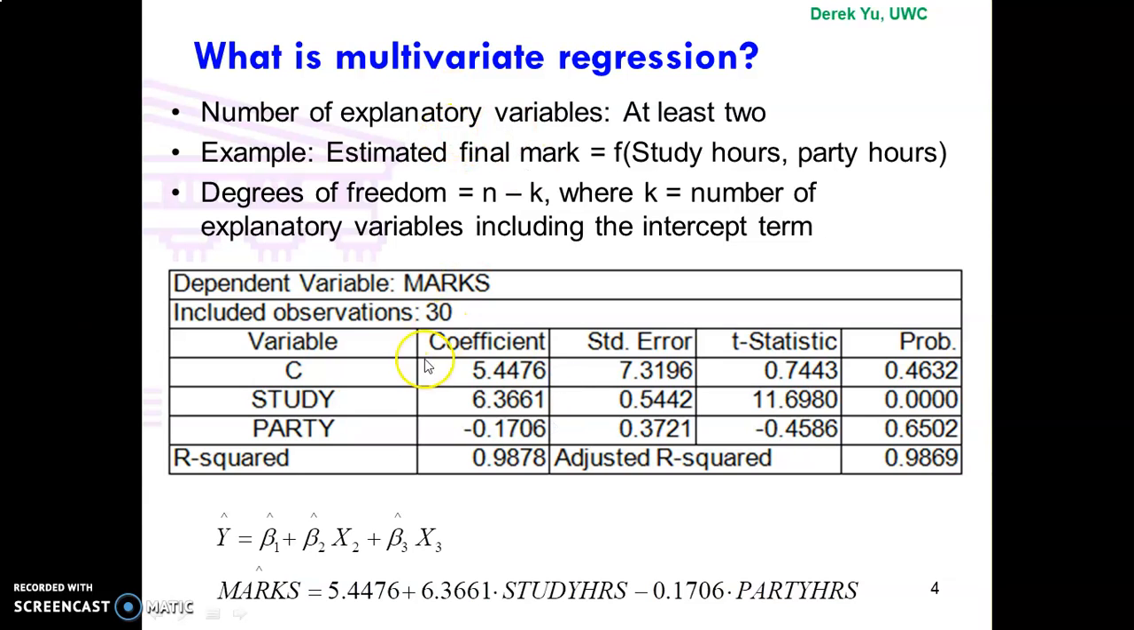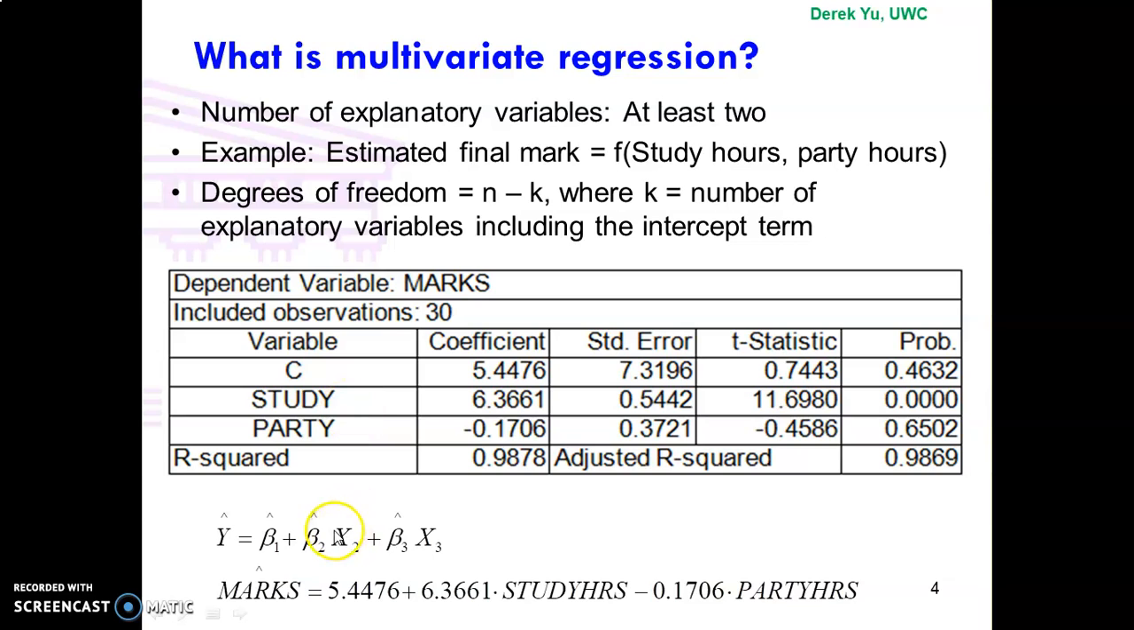Okay, so I have an example here, multivariate regression. So this is the EViews output. So marks is your y or y hat, sample size is 30. And then B1 hat is my constant, B2 hat is the slope parameter on study hours, 6.3661, and this is my first explanatory variable x2, study hours. And then B3 hat is my party hours parameter, negative. I think it makes more sense for the relationship between party hours and marks to be negative, so you have a negative slope parameter, minus 0.1706.